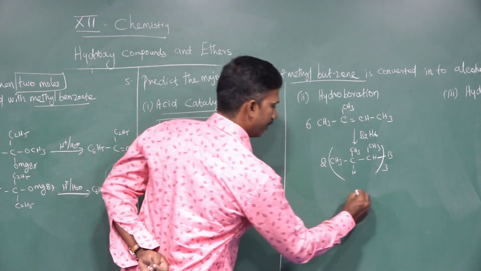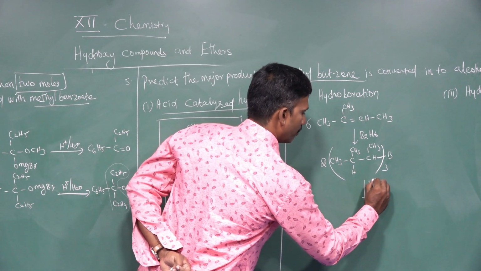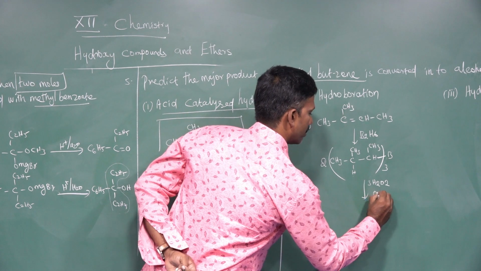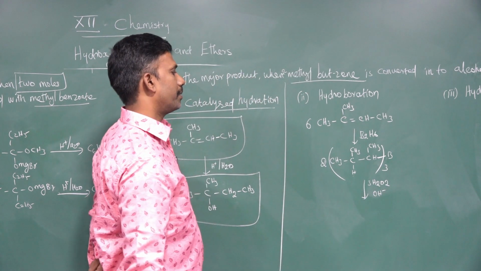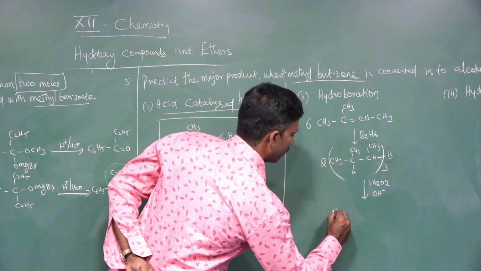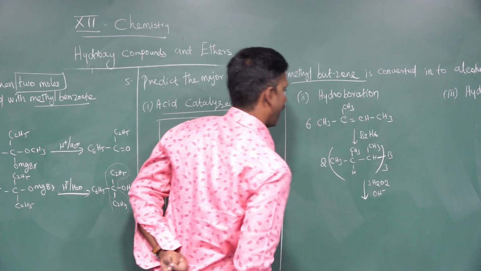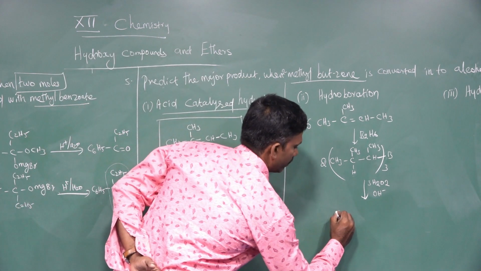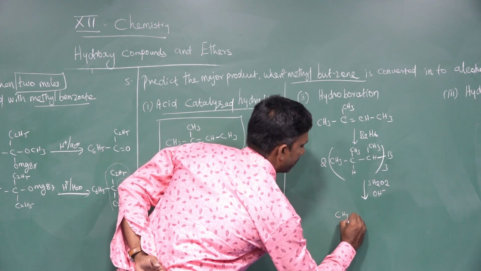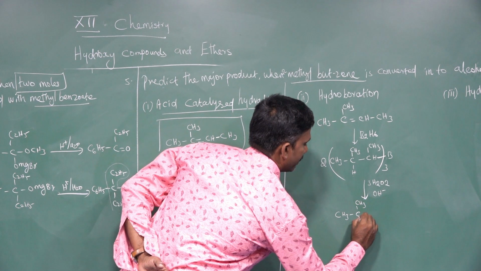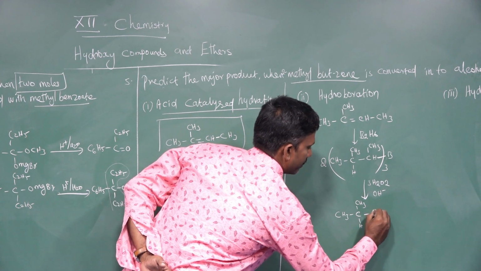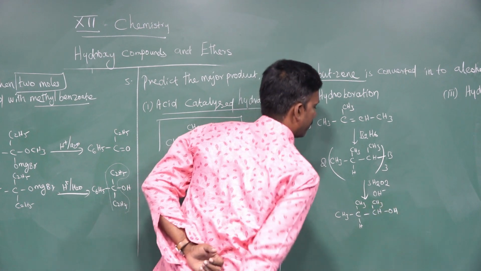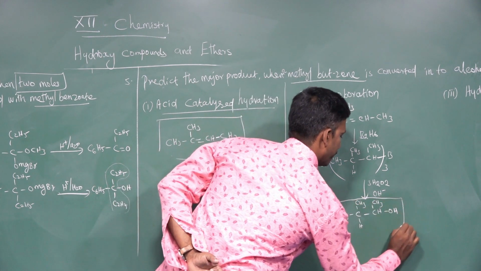Further, what happened here? It is treated with peroxide, 3 moles of peroxide, in the presence of basic medium, OH minus. In the presence of basic medium with peroxide, you are getting the anti-Markovnikov product. This is a Markovnikov product, this is the anti-Markovnikov product. As a result, you are getting CH3, CH3, H, CH, CH3, OH, the anti-Markovnikov product.